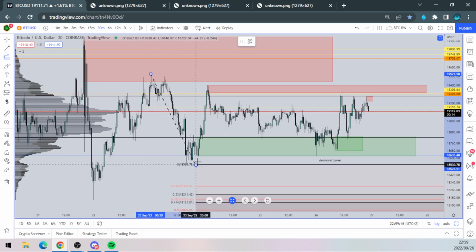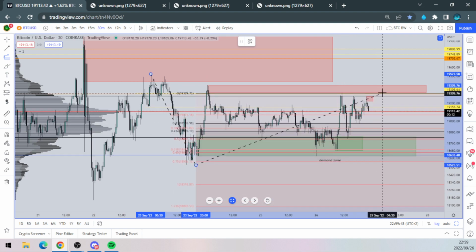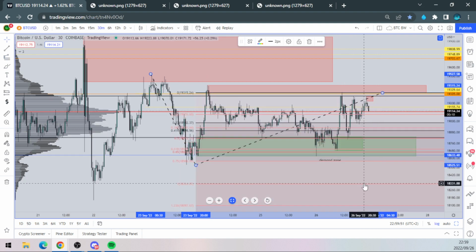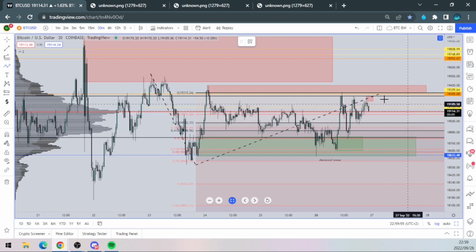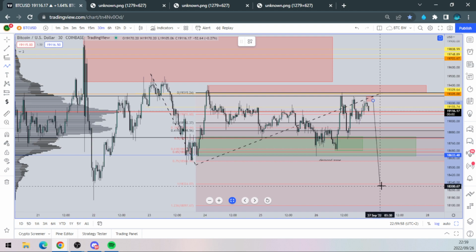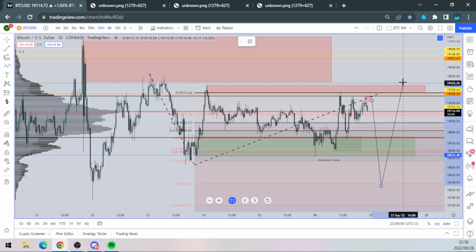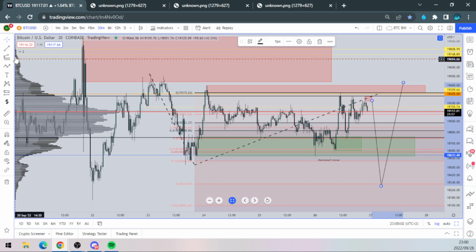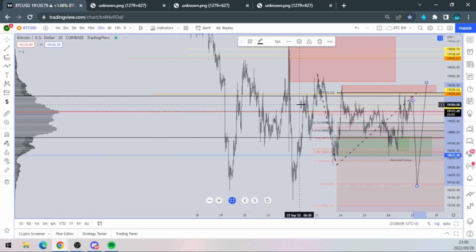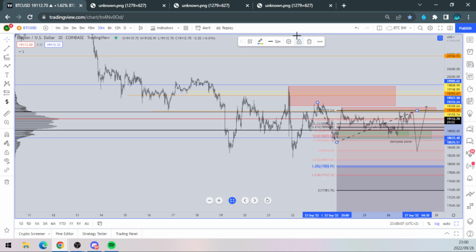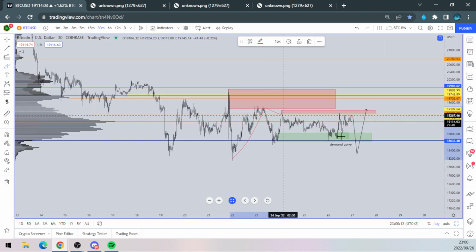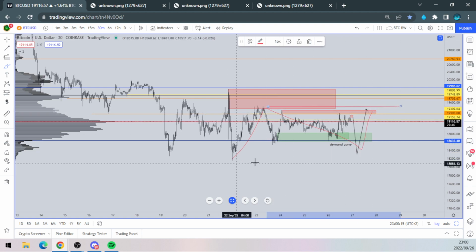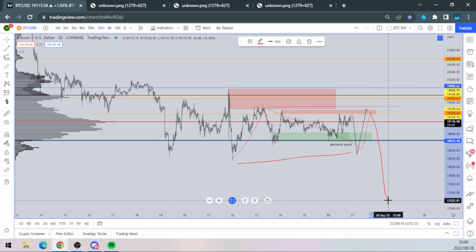So this is an A, B, C. We target a 1:1 extension around 18,324. So that's the plan for BTC from here. Come down here, and then one final move up here into this level, which would then give us an overall flat type of corrective structure. A, B, C, so that kind of structure there. And then we're looking for a move down here.